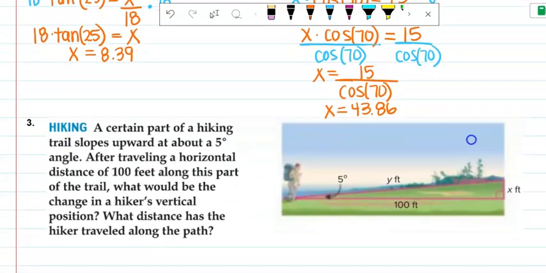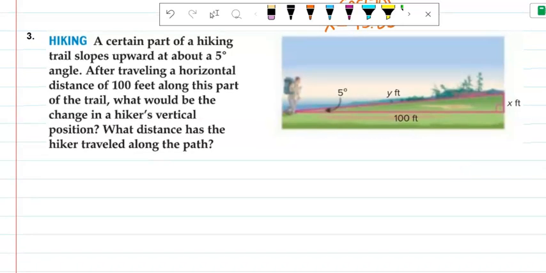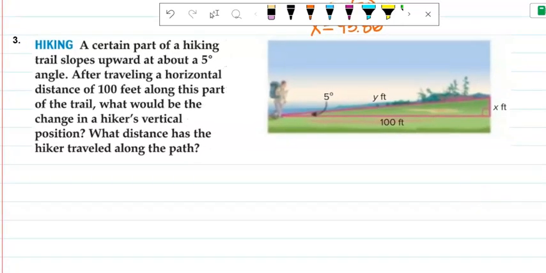Okay. Let's look at one more real quick. I just want to show you how, depending on our location, we could use different ratios. Okay, so we have a hiker and the trail slopes up about 5 degrees and horizontally at 100. We're looking for x and y here. So maybe we'll get this question started and then I'll let you finish it yourself so you can have some practice, okay?